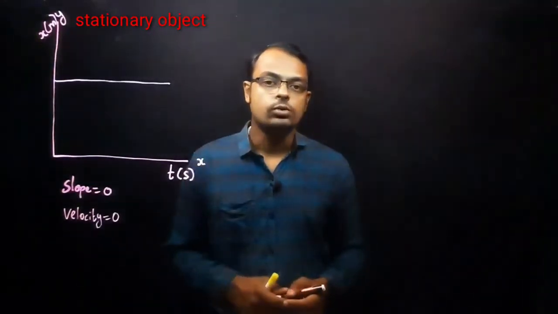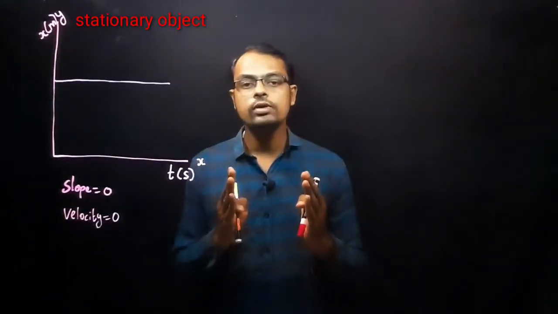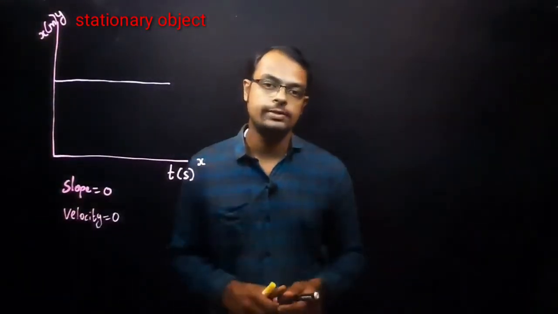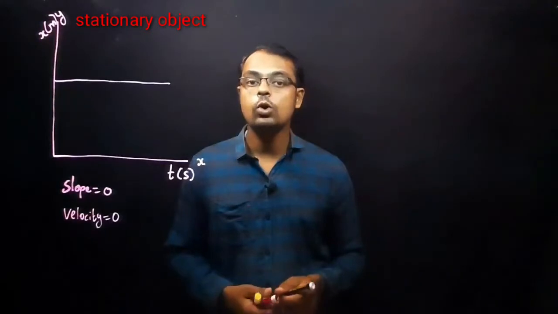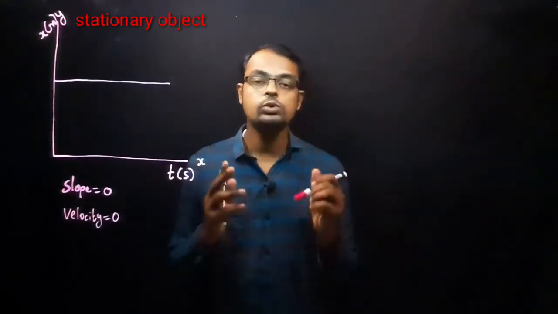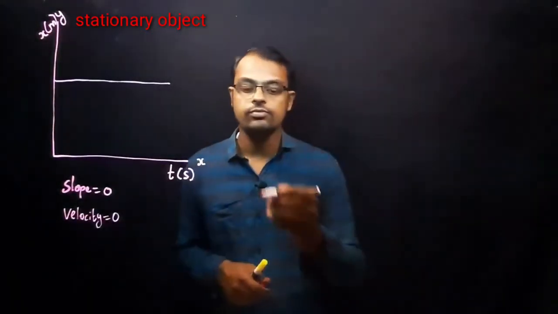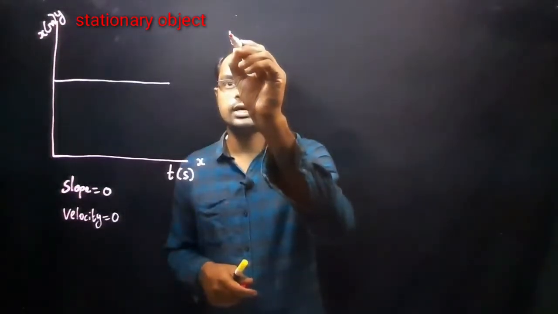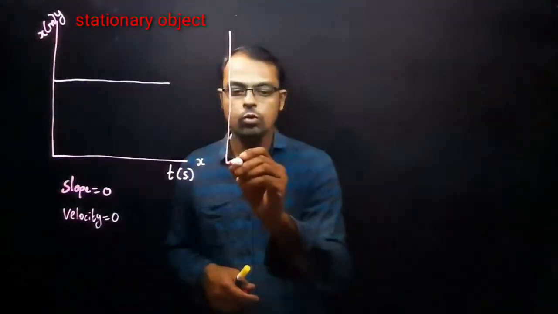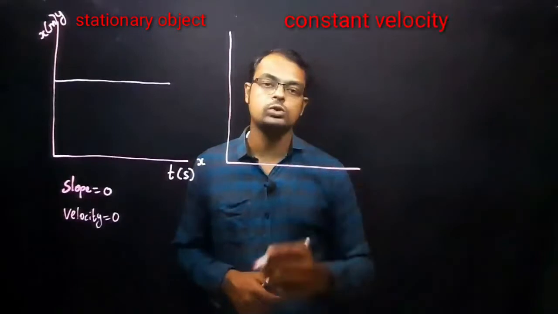Now let's discuss a body moving with a constant velocity. So how do we draw the position-time graph? Let's draw the position-time graph for the body moving with a constant velocity.